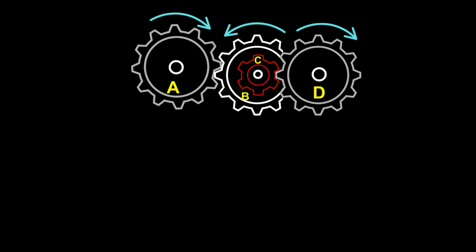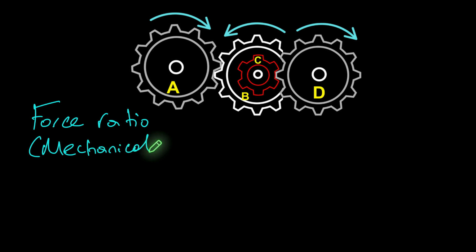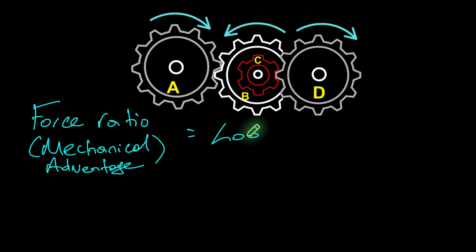So first one is our force ratio. And a force ratio, very importantly, is the same as having a mechanical advantage. So both of these mean the same thing. And our force ratio is directly proportional to our load, but inversely proportional to the effort. And depending on the type of simple machine or machine that we have, this will look different in terms of the calculation. So we're going to analyze specifically for this gear train.